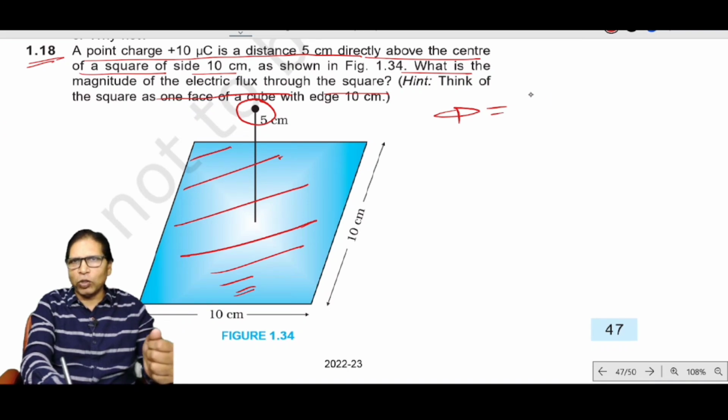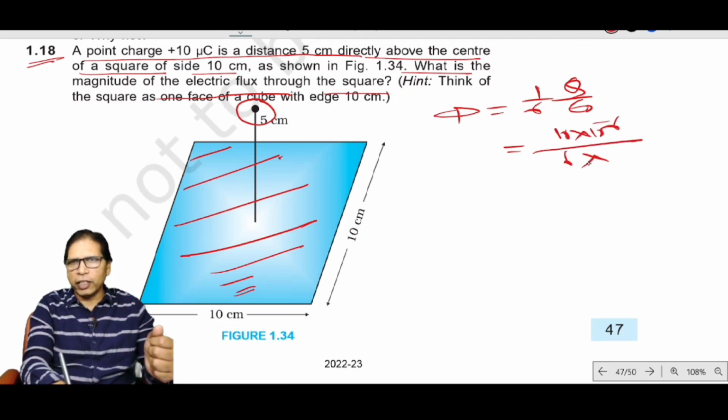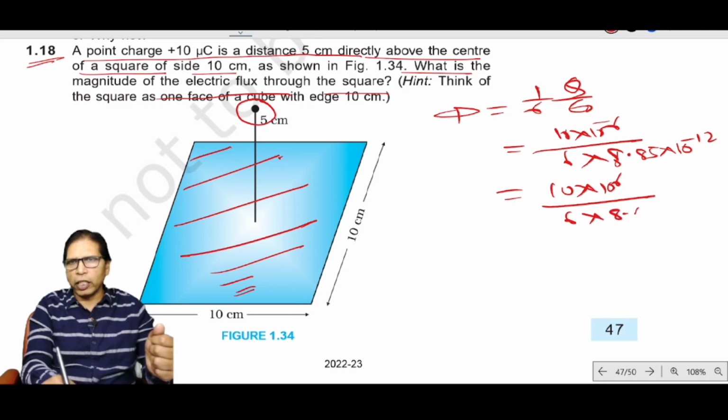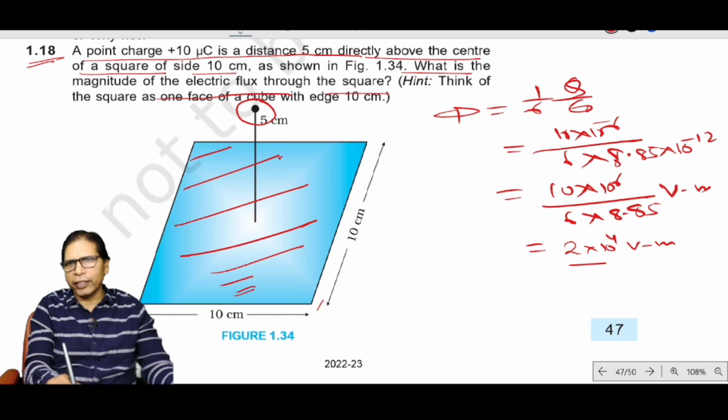So flux phi equals 1/6 q by epsilon naught. Here q is 10 into 10 to the power minus 6, divided by 6 and epsilon naught is 8.85 into 10 to the power minus 12. So this is 10 into 10 to the power 6 whole divided by 6 into 8.85. This is almost 2 into 10 to the power 4 V·m, the electric flux.